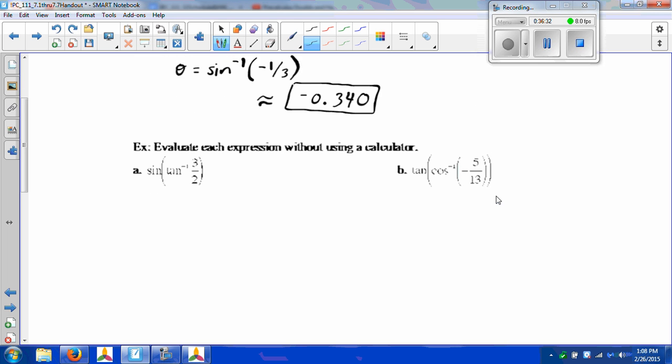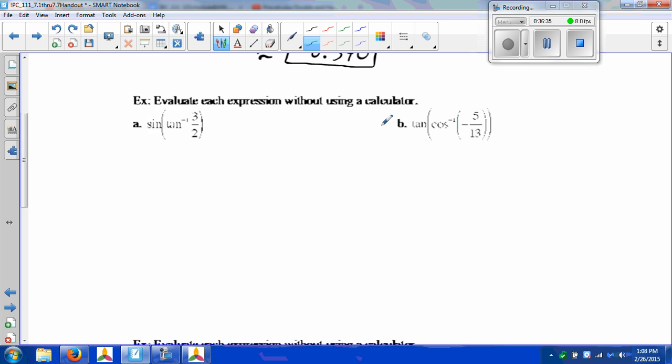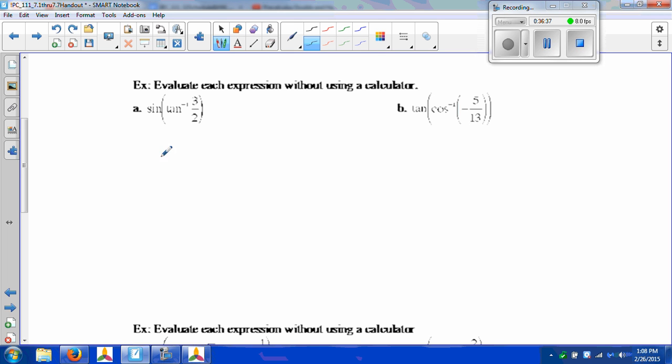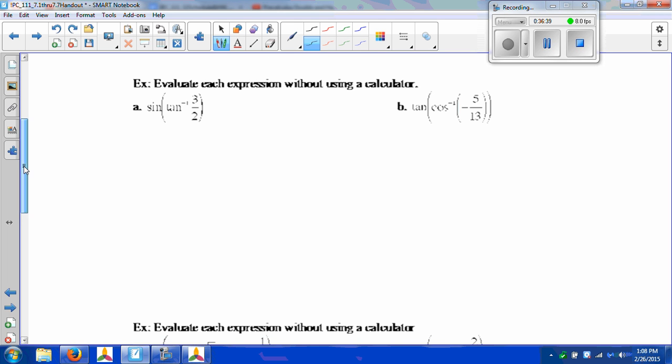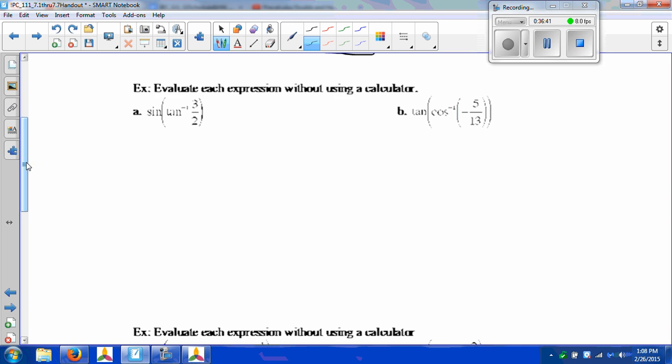Alright, evaluate each expression without using a calculator. Now, we've done this before, but now we're just reminding you. For some reason, students forget how to do these a lot. So I want you to think about the input and output of tangent inverse functions, and that'll help you with what you're supposed to do with this.